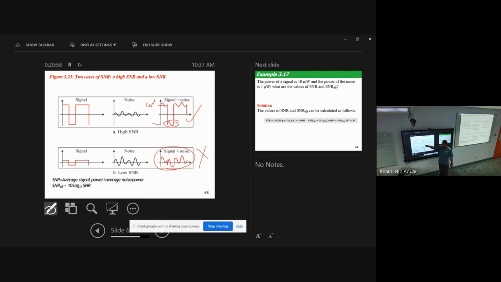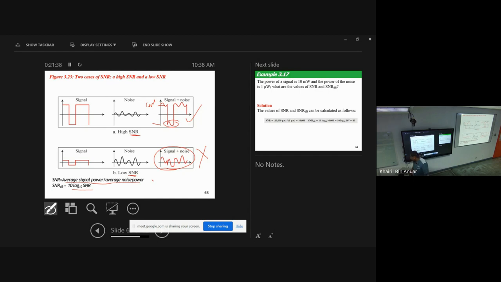So with respect to this, this is what we call signal to noise ratio. SNR is the signal to noise ratio. It means that if the signal is high compared to the noise, then you have a good SNR. If the signal is low compared to the noise, then you have a badly received information, right? So this is how you define it. SNR is defined as the average signal power over average noise power, and you can put that in dB form, where you have SNR dB = 10 log10 SNR.